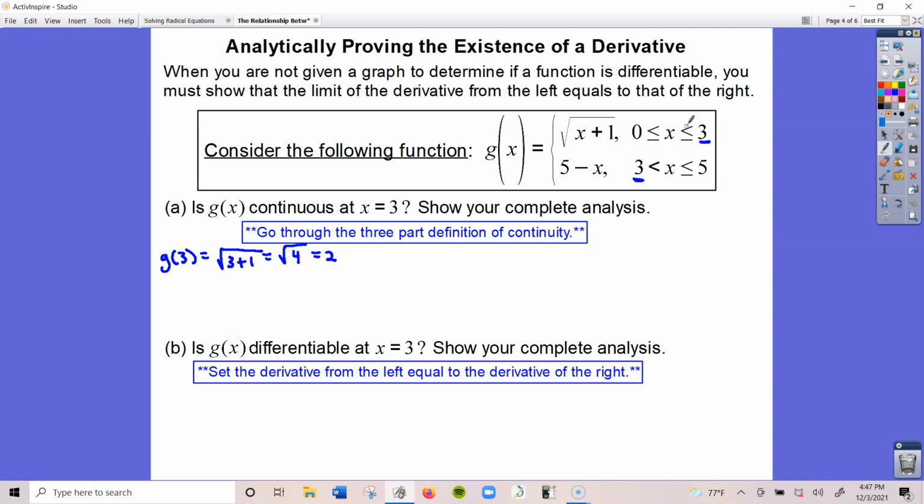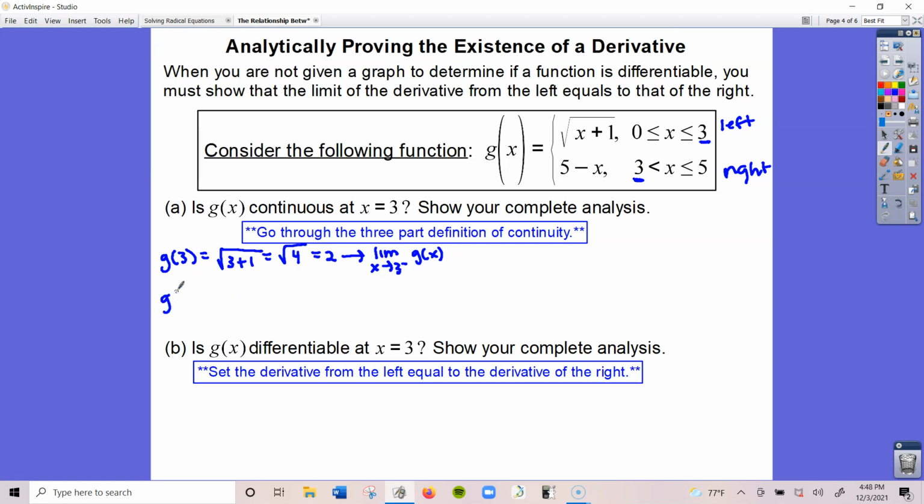This is for when x is less than or equal to 3. So this is the left side of 3, which I've already evaluated. This is also equal to the limit as x approaches 3 from the left of g of x. Now I need to make sure that the limit from the right, this is for when x is greater than 3, is also equal to this value.